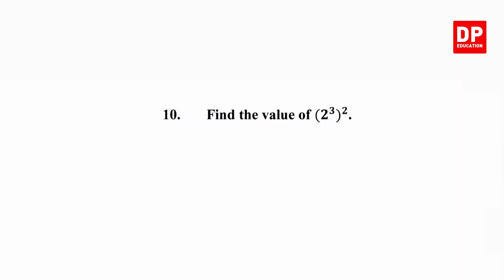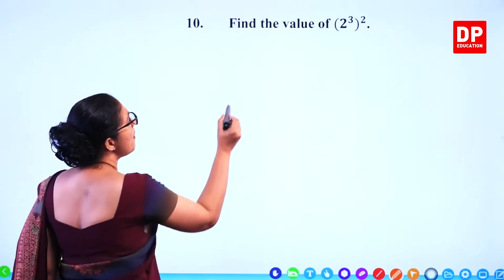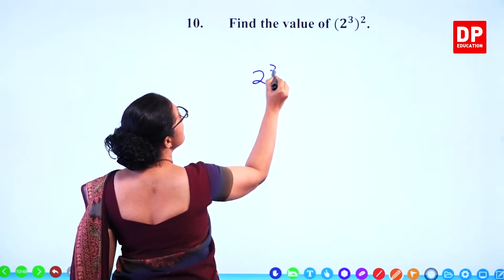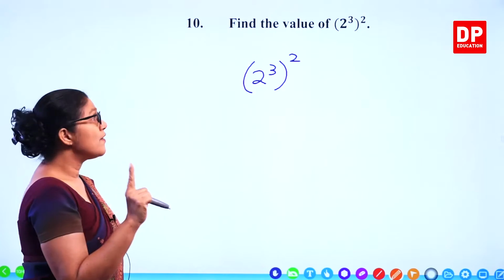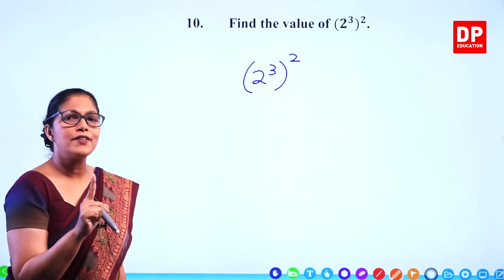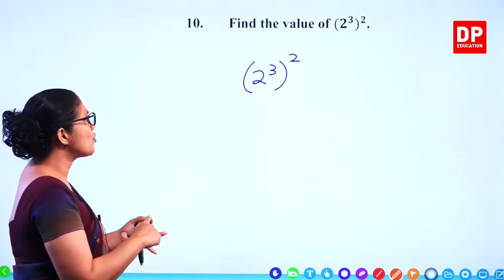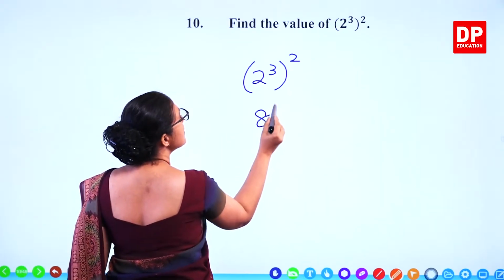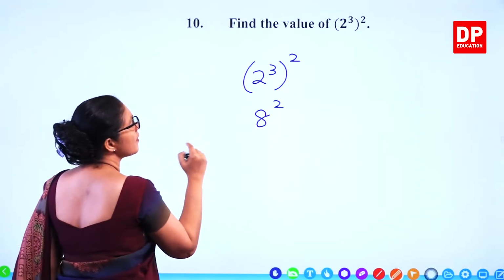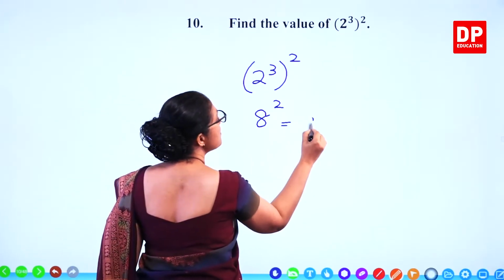Question number 10. Find the value of 2 to the power 3 squared. So 2 to the power 3 squared. So what is 2 to the power 3? 2 times 2 times 2. You get 8. You can do 8 squared. 8 squared means 8 times 8.